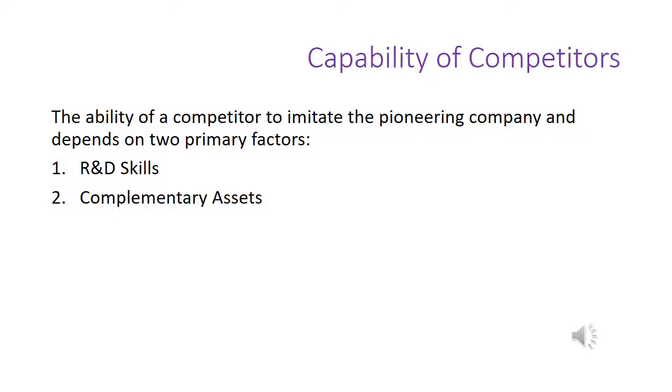Capability of competitors is the ability of a competitor to imitate the pioneering company and depends on two primary factors: research and development skills and complementary assets. Research and development skills will help in reverse engineering a pioneering company's product to quickly develop a comparable product, and the more access to complementary assets a competitor has, the easier its entry into the market will be.